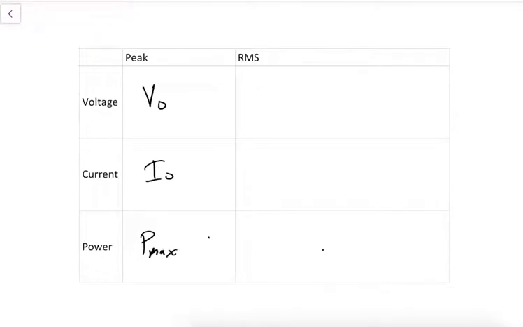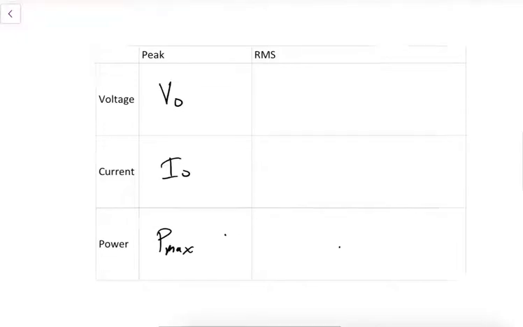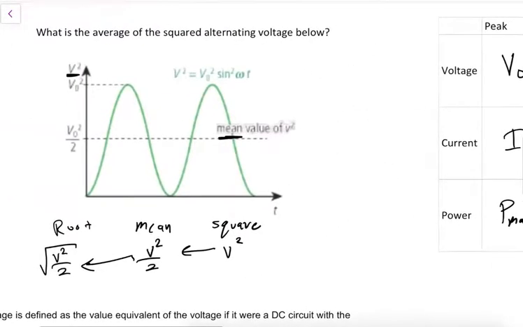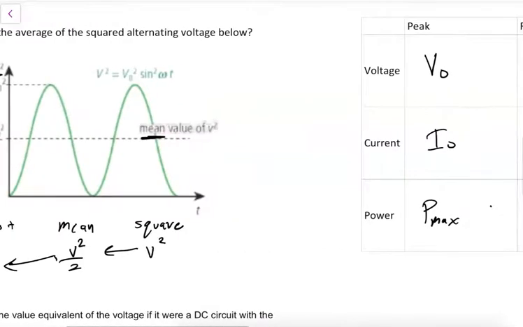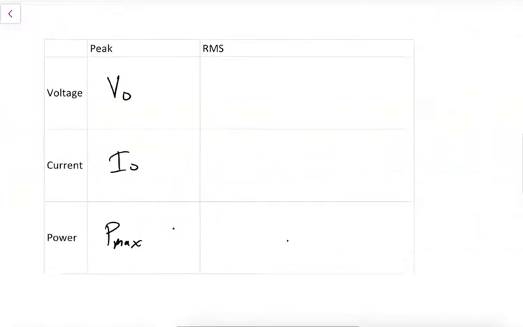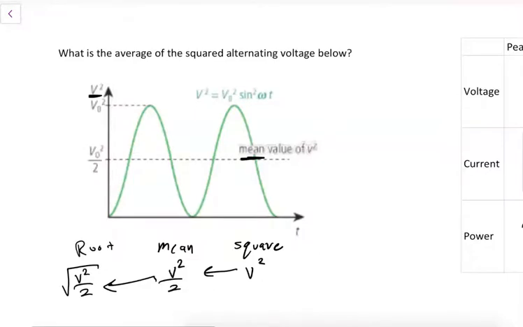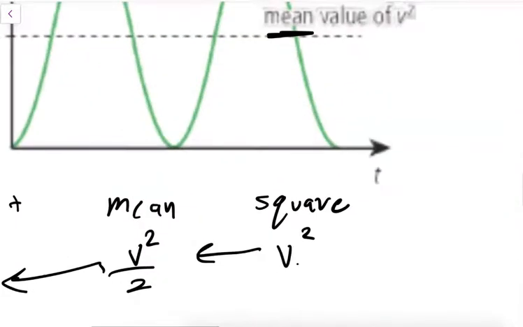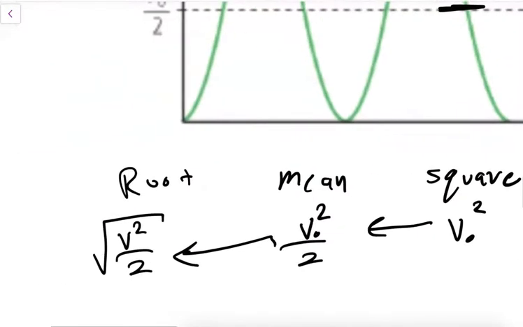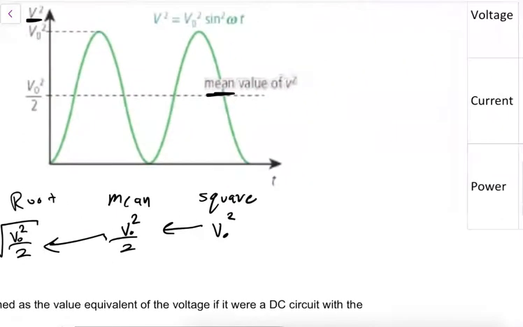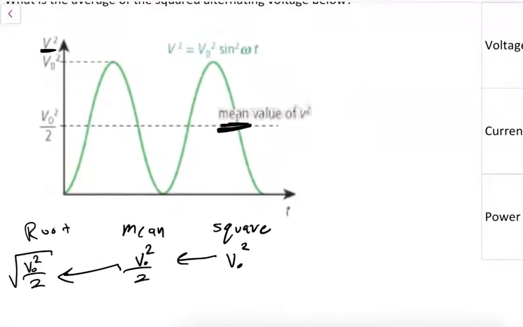To find our root mean square for our voltage, we showed that work over here as we squared it, meaned it, and then rooted it. So we should end up with V squared over 2. But because we're looking at the root mean square, we actually want to square the maximum, because that's the mean value that we see in the graph. So actually this should all have our maximums to get to that mean value right here.